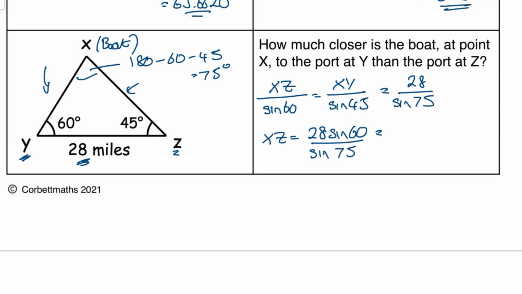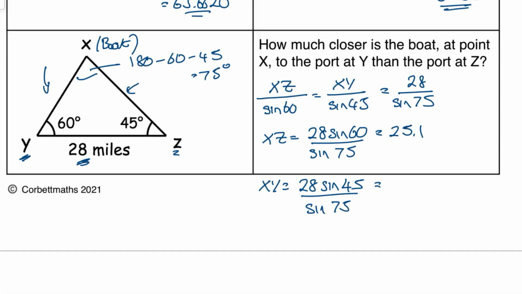So 28 sine 60 over sine 75 gives me 25.1. On your calculator, you may have been given a lot of surds, so I'm just turning it into a number. So 25.1. What does the question want? How much closer? Okay, so I'm just going to do one decimal place. And then what do I want? XY is equal to 28 sine 45 divided by sine 75.